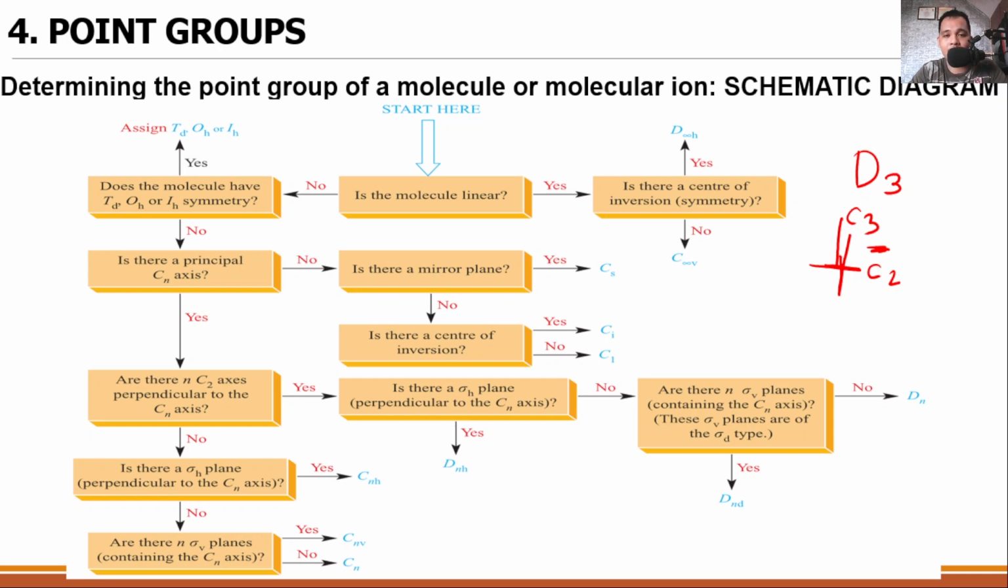That is discussed in the part of the lecture video. So these are the schematic diagrams we are going to use. For example, start here. Is the molecule linear? Yes. So, is it C infinity v or D infinity h? If no, is it tetrahedral, octahedral, or icosahedral? If yes, then assign. If no, what are the principal axes? Is there a mirror plane? So what I'm trying to point out is that we are going to use all of those symmetry operations to determine the point group of a molecule.